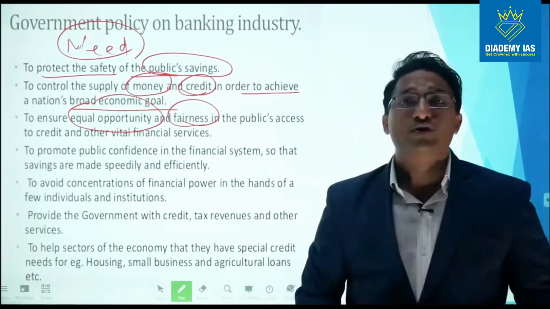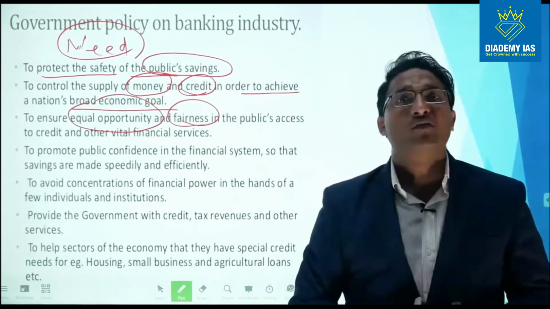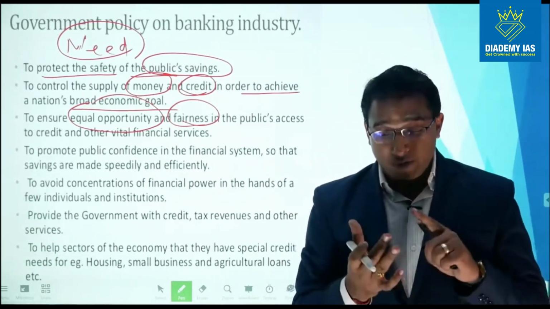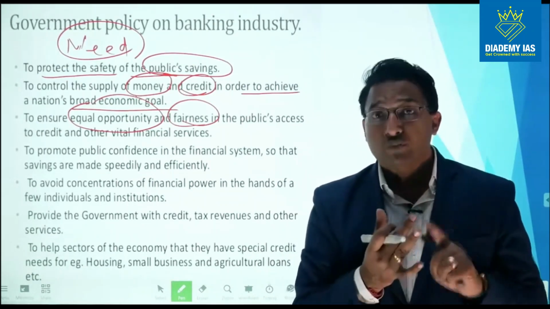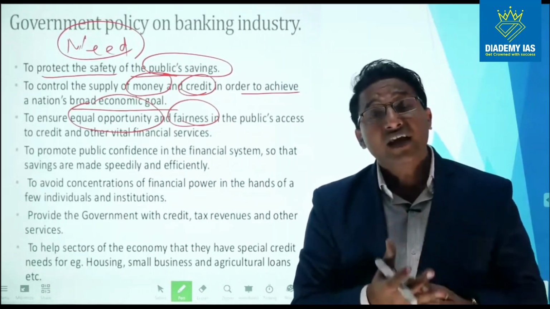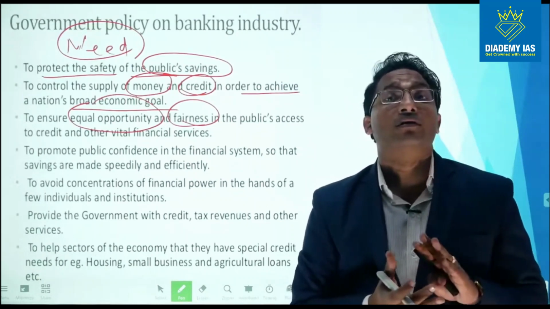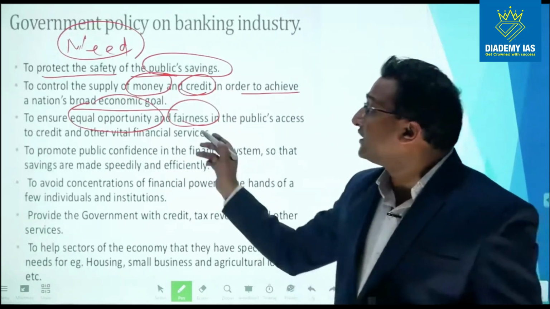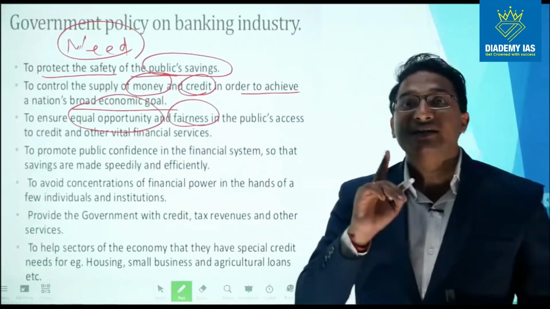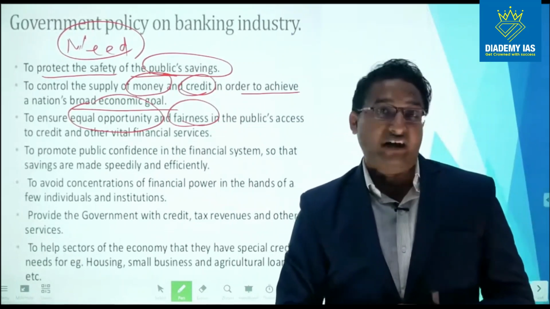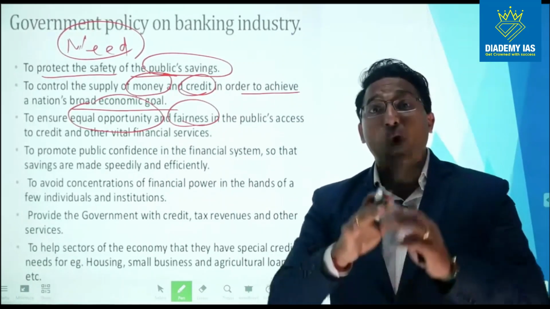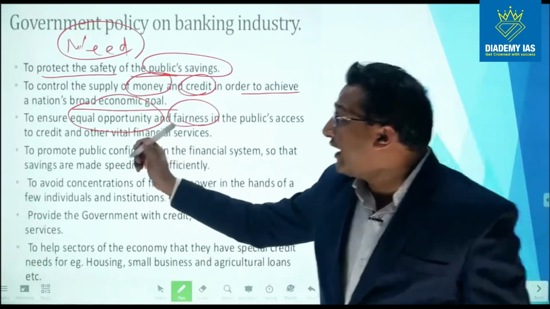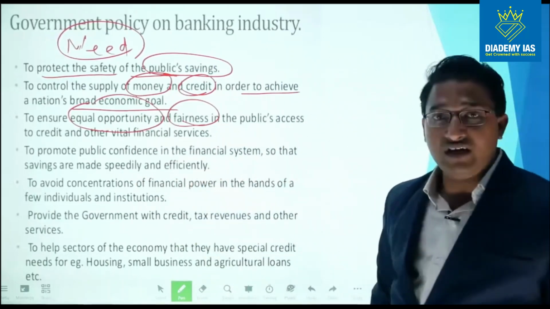The banking system ensures that the people at the bottom of the economy also get access to money. So a small farmer, a small laborer, also gets the facility of banking, and they have fairness also. That means they will also be getting the same rate of interest. They will also be getting all the facilities which are available to a rich person. So this equal opportunity and fairness is very, very crucial.